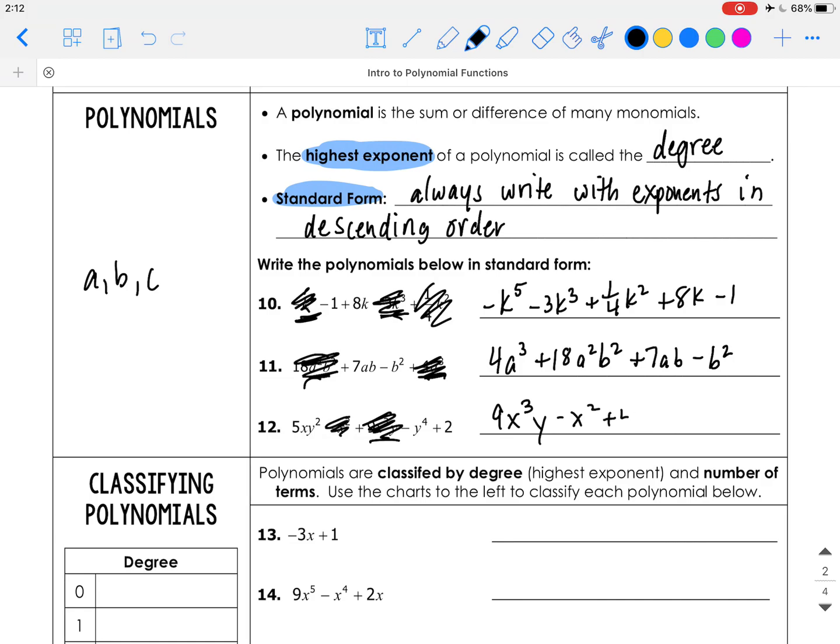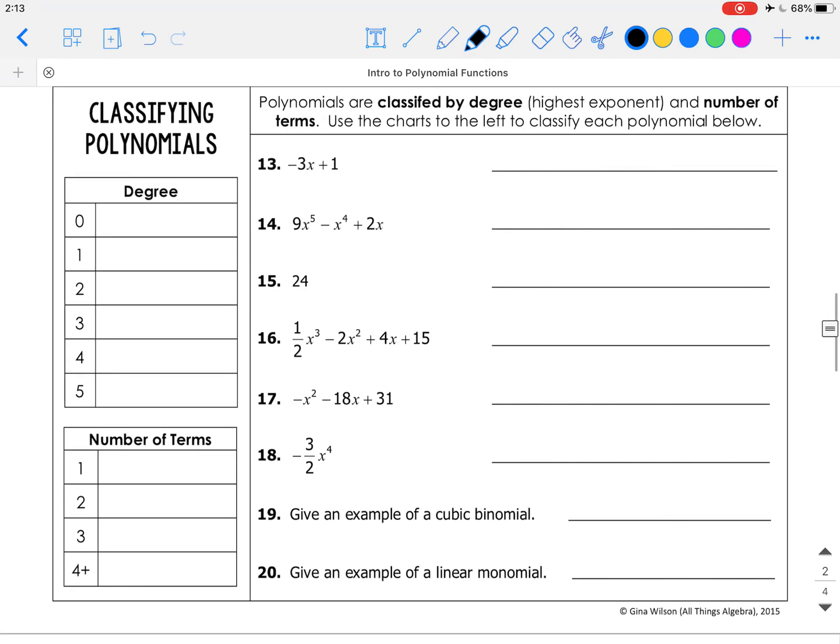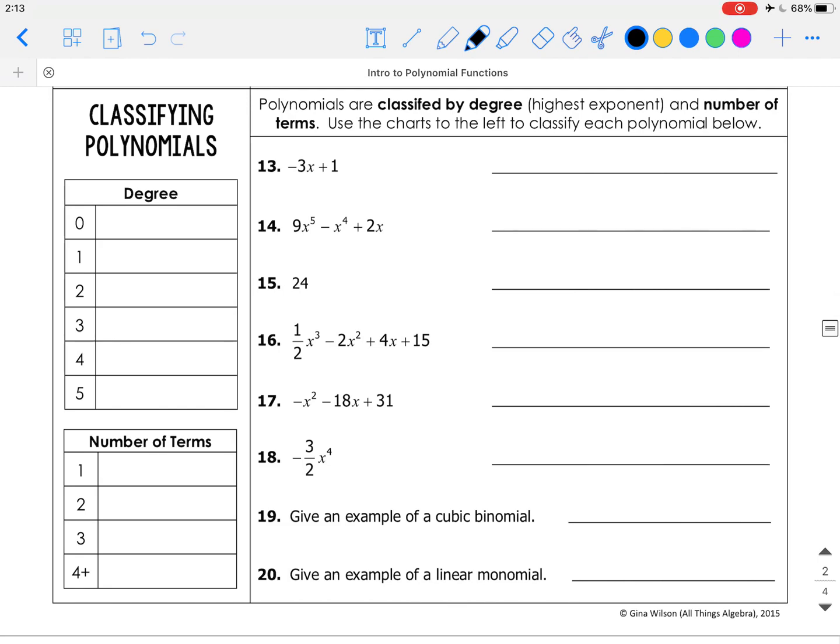Plus 5xy squared, since this is my last guy with an x. And now I'm going to do the next variable that's left. So I have minus y to the fourth, and then I have my constant of plus 2. Okay. So let's talk about how to actually name these terms and these polynomials.